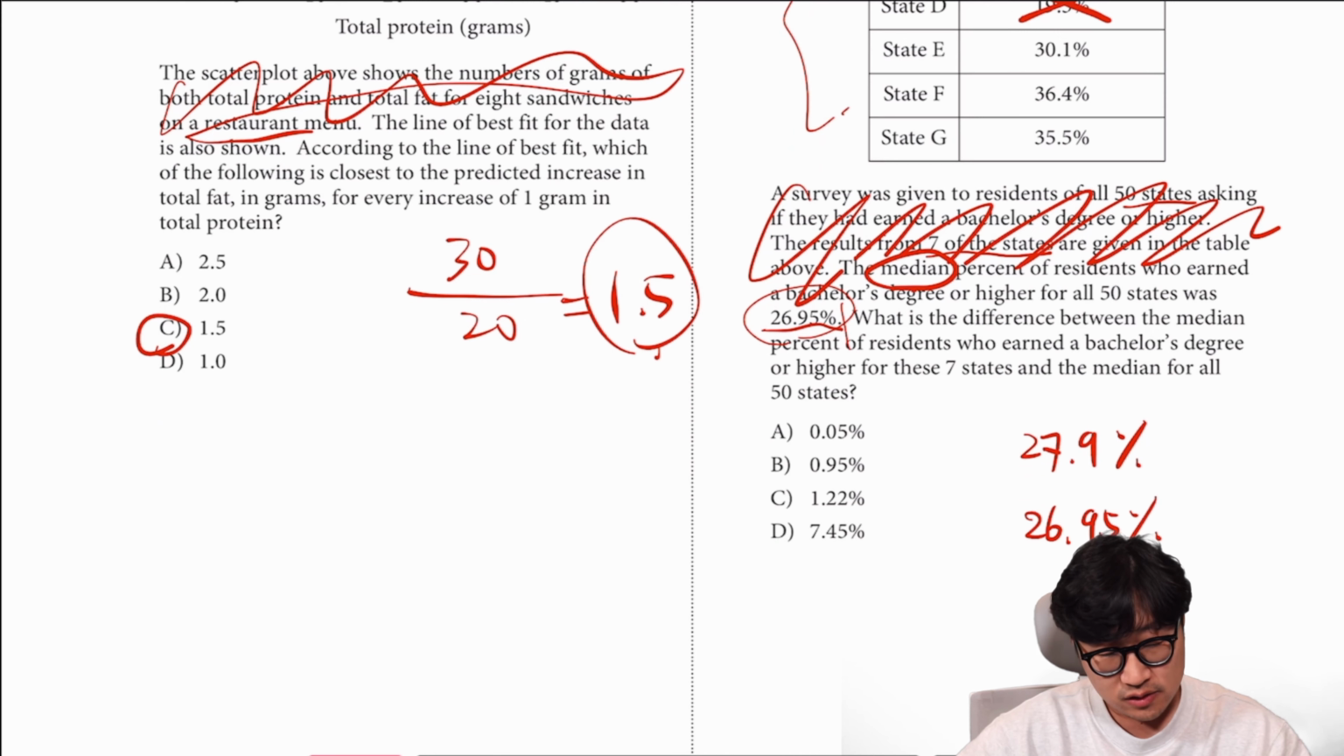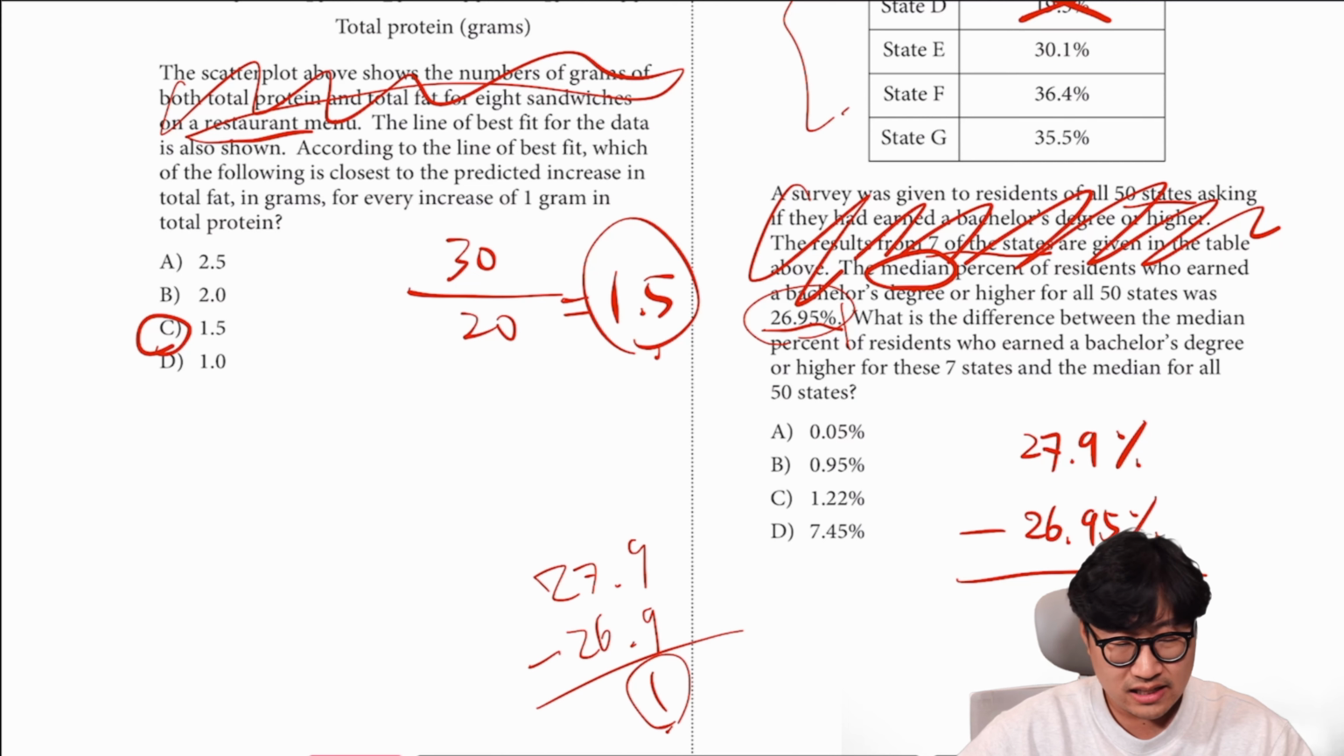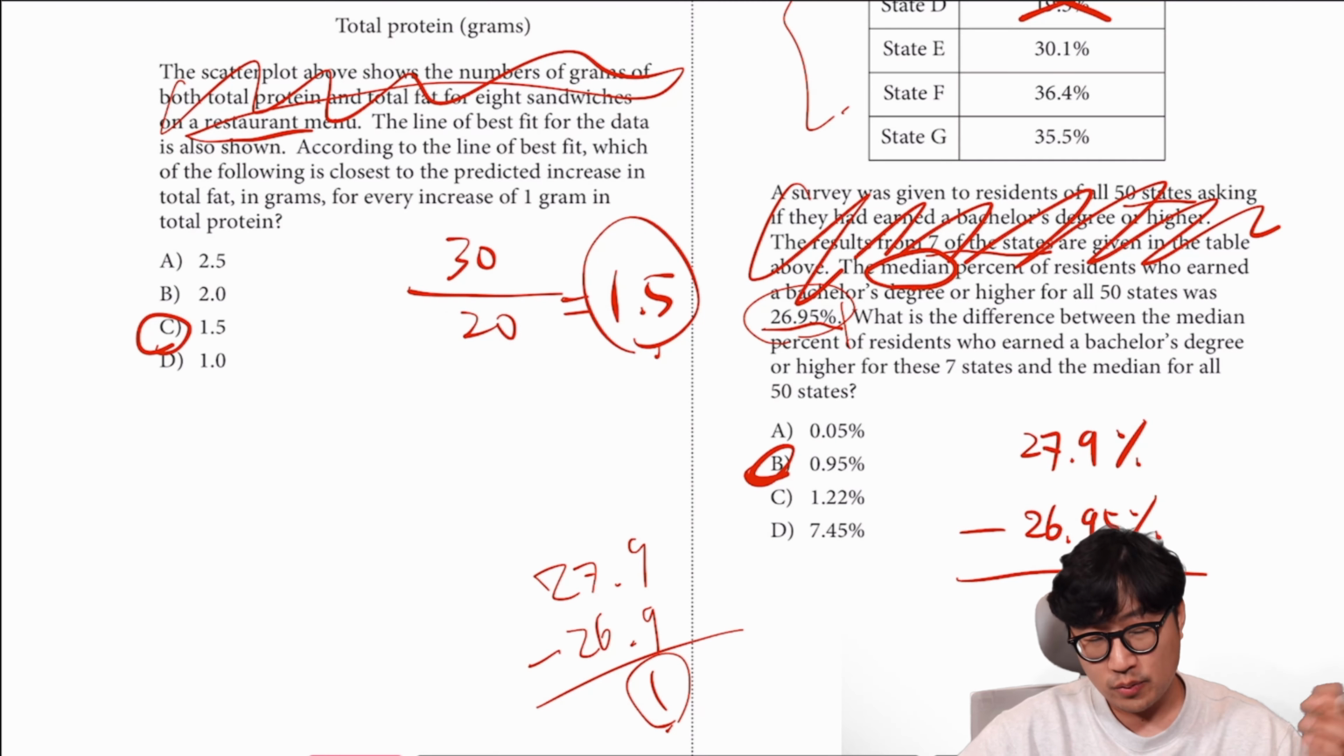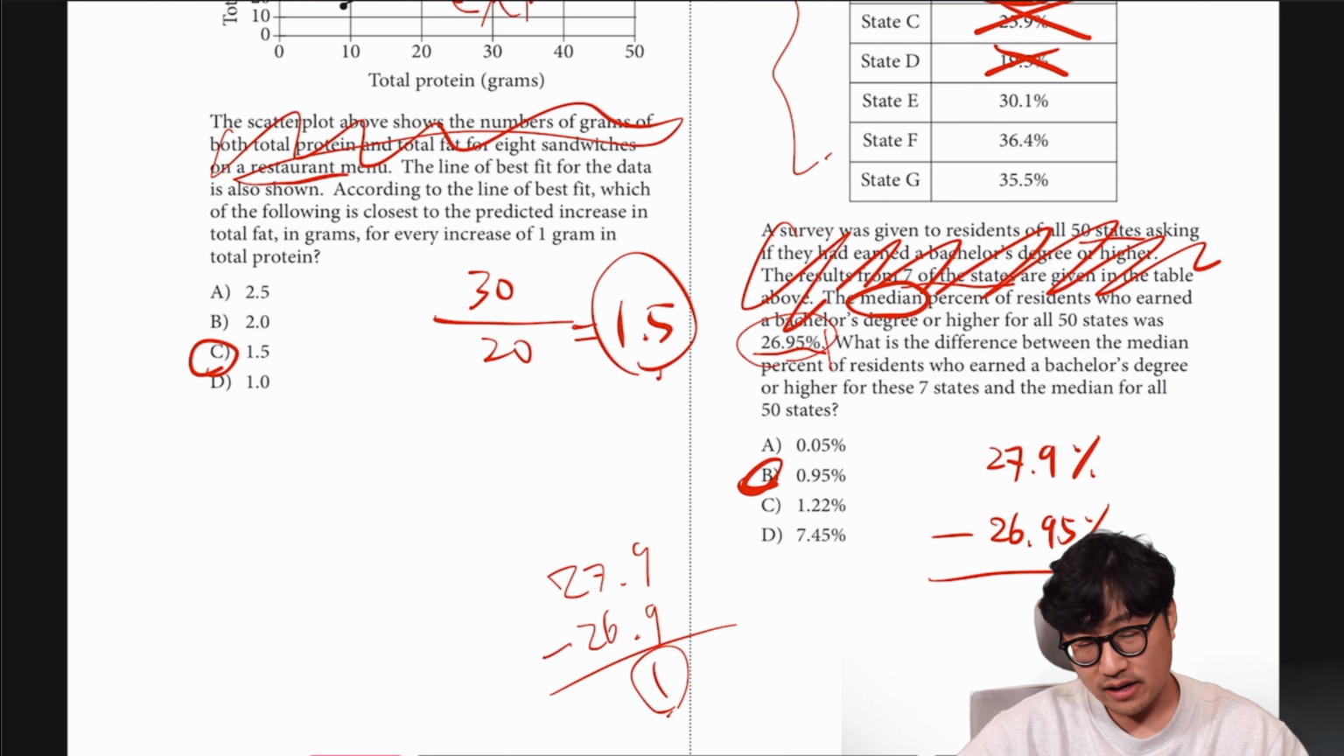You want the difference, just subtract the 2. That's basically 27.9 minus 26.9, which is just going to be exactly 1, but slightly less, and that's just B. Subtract that extra 0.05, which is going to give you 0.95. But why would you do that on your calculator?